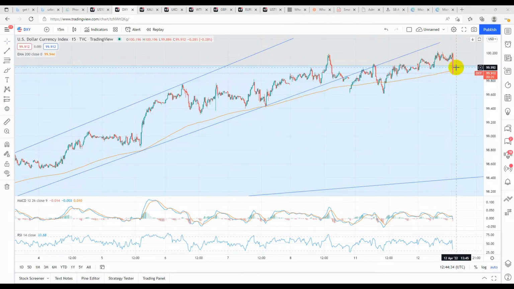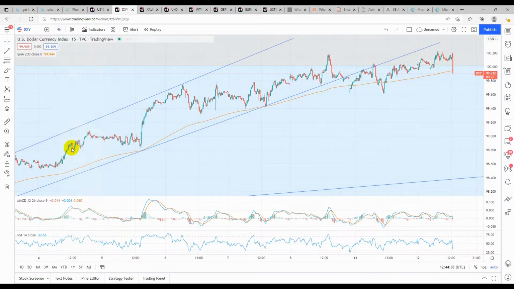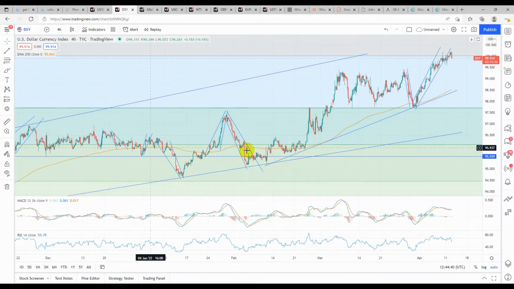But if I look at the bigger picture, I'm going to go to 4 hours. I see that we're still on track to see the dollar head down. Again, as I was saying in my last video, I'm not too sure what factors might cause this to happen at the moment, but there's definitely some issues going on that will unravel.